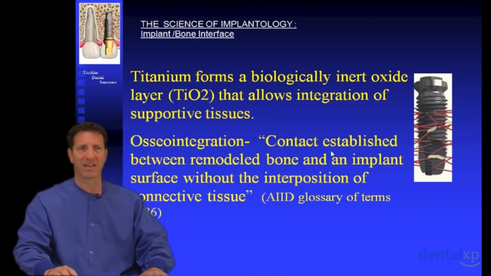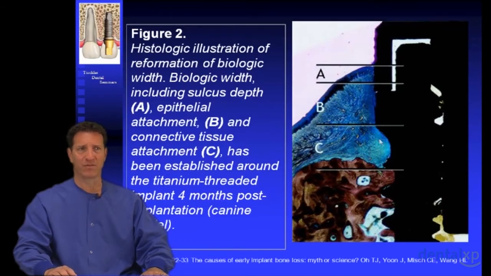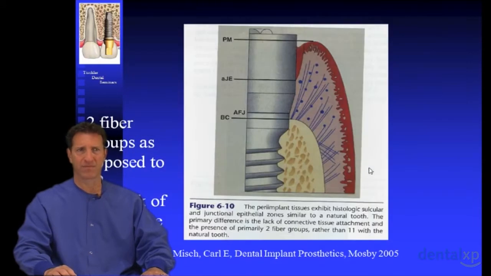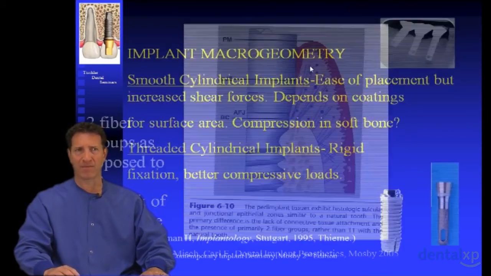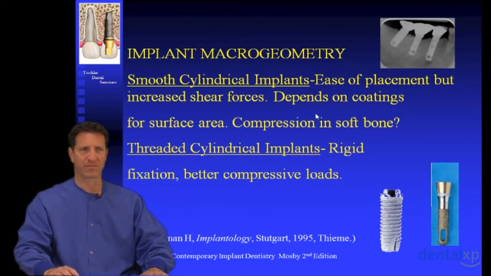And it kind of establishes a contact with the bone. And there's a certain biological width associated with the implant and the tissue. The important point to know here is that when the fibers attach to an implant, there's only 2 fibers that really attach versus 11 with a natural tooth. So it's not as strong of a bond with the soft tissue.